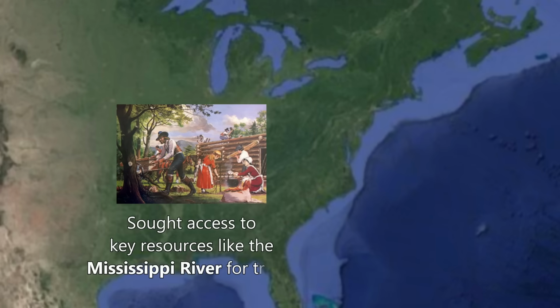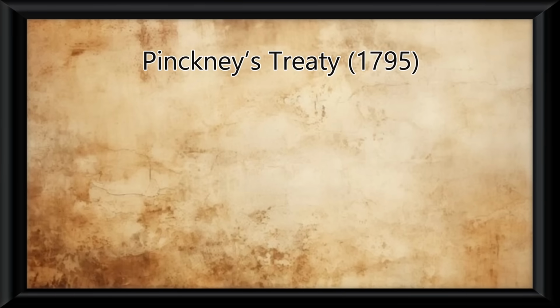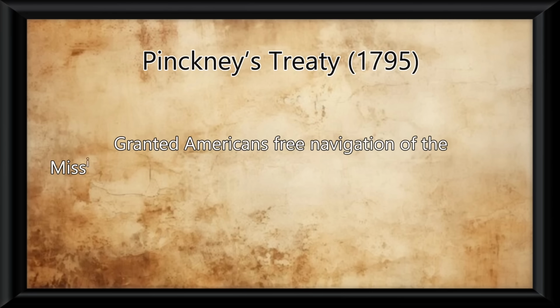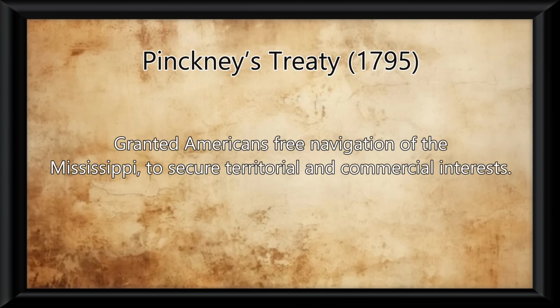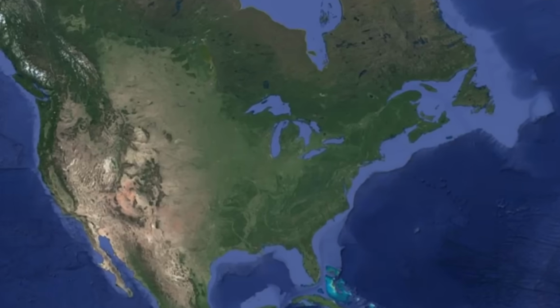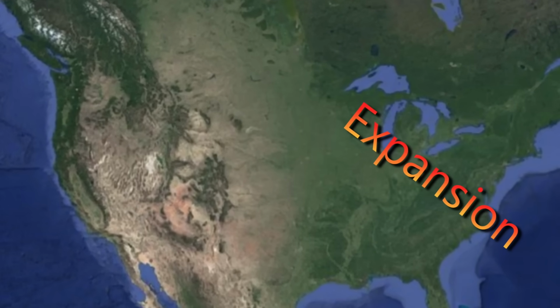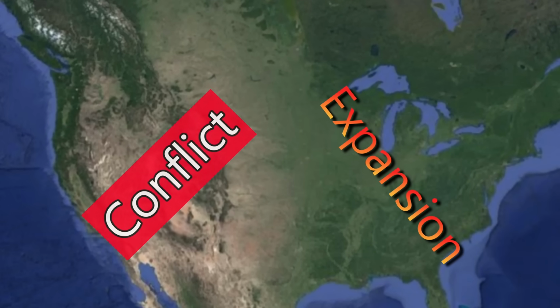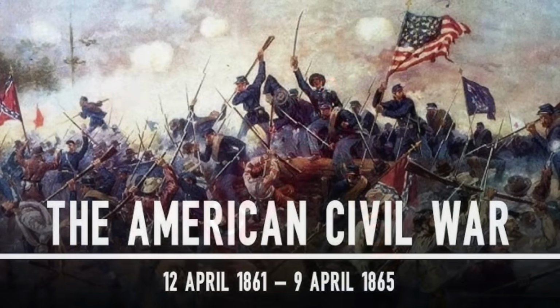As American settlers moved westward beyond the Appalachian Mountains, they sought access to key resources like the Mississippi River for trade. The U.S. negotiated treaties like Pinckney's Treaty in 1795, which granted Americans free navigation of the Mississippi to secure territorial and commercial interests. America was developing itself in its early years, but expansion westward would cause so many conflicts leading up to a certain war in 1861. But I get ahead of myself.